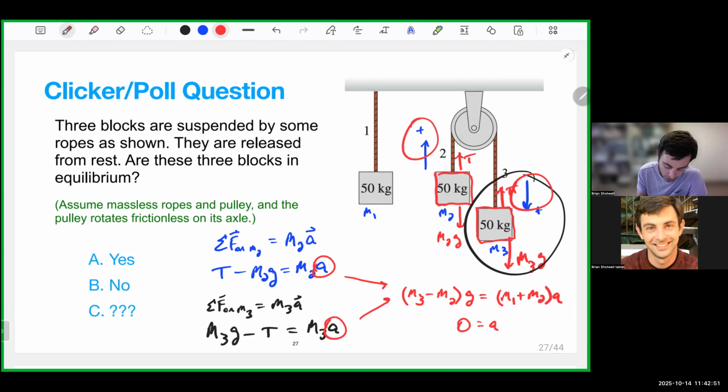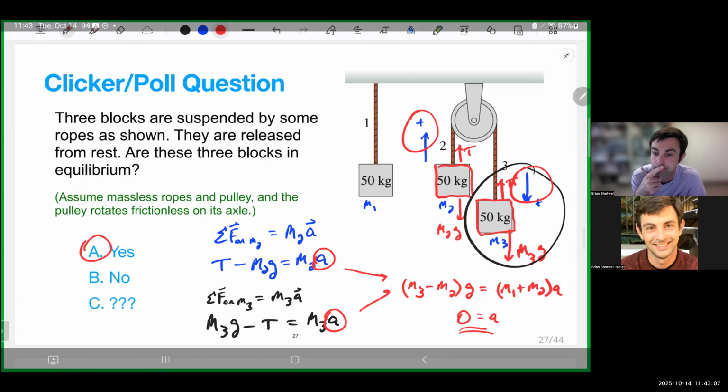Okay, so notice how even though M2 is higher than M3, it doesn't really matter for problems like this. It doesn't matter that M2 is higher than M3 or not. It's the same mass here, so there's 0 acceleration. There's 0 acceleration for this one as well. So all three blocks are in equilibrium.